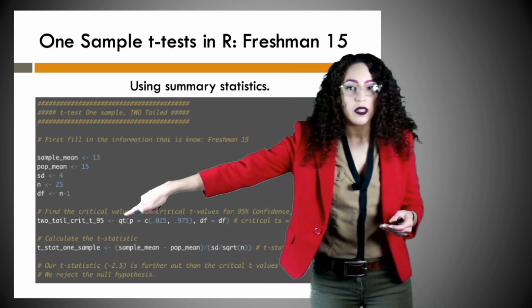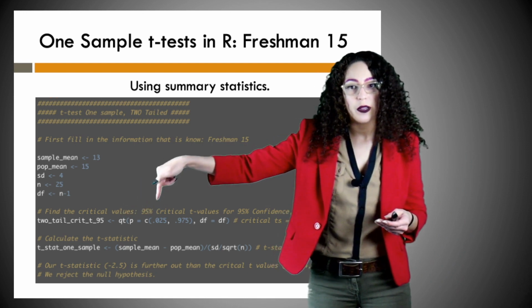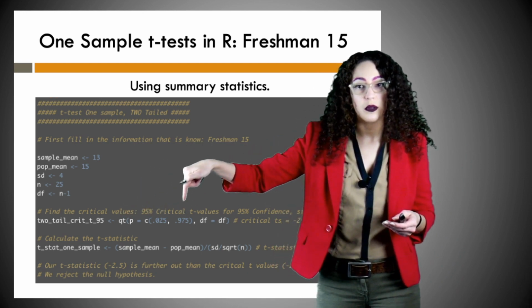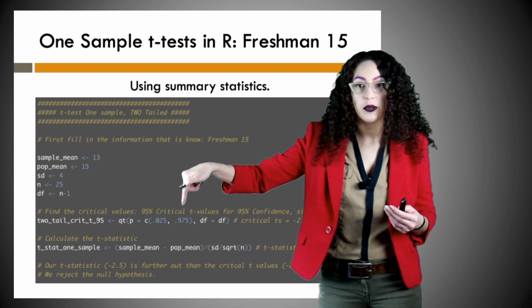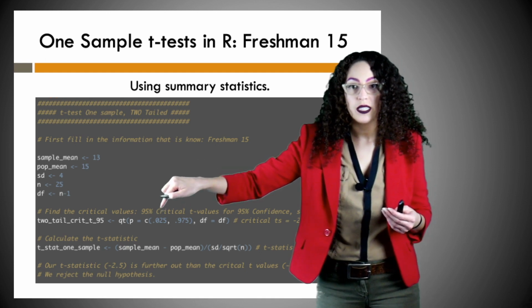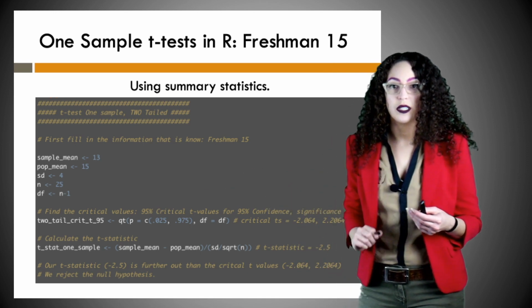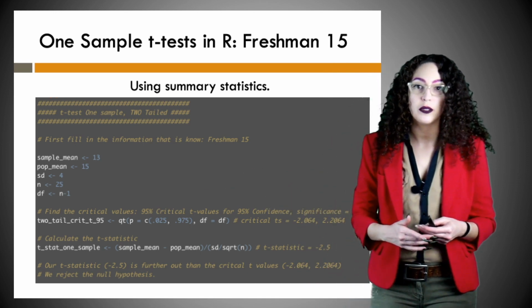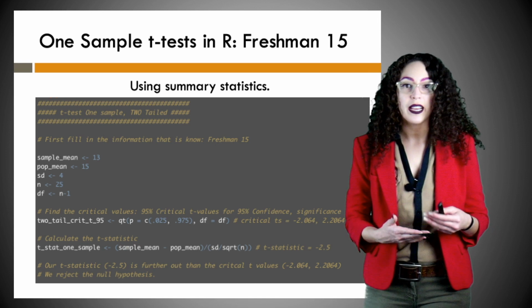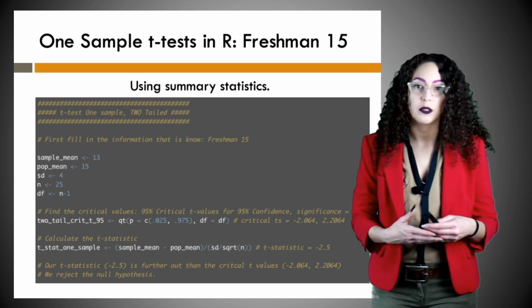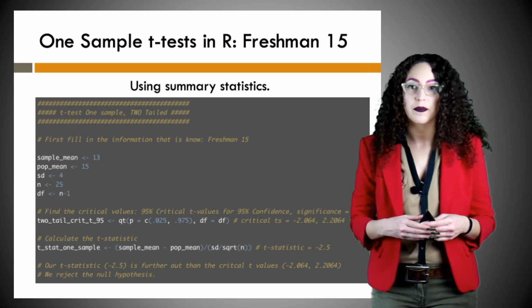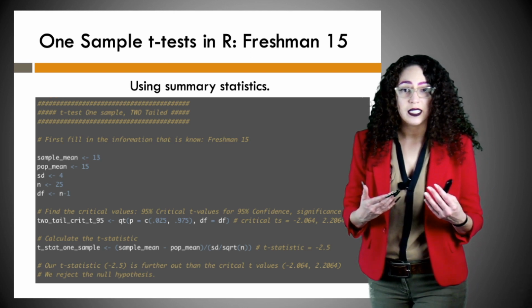So we use that lovely qt function, and we put in the values that correspond to 95% confidence, or that 0.05. So here we put 0.025 and 0.975, and then we tell it the degrees of freedom. And it will tell us the two critical values associated with that are negative 2.064 and positive 2.064, which is what we saw earlier.